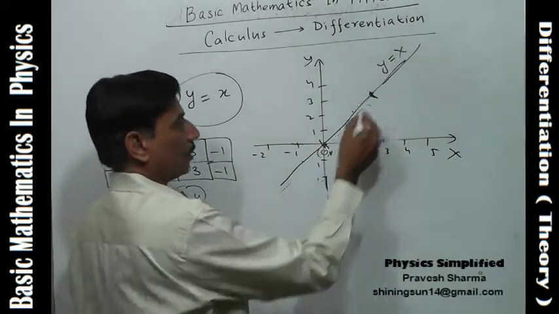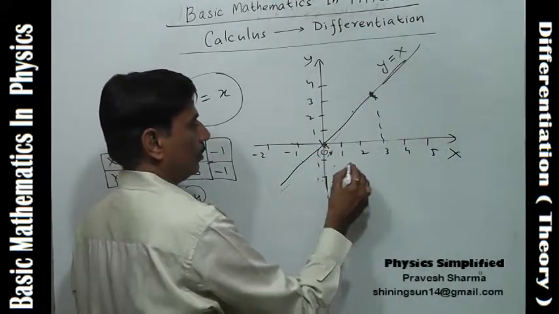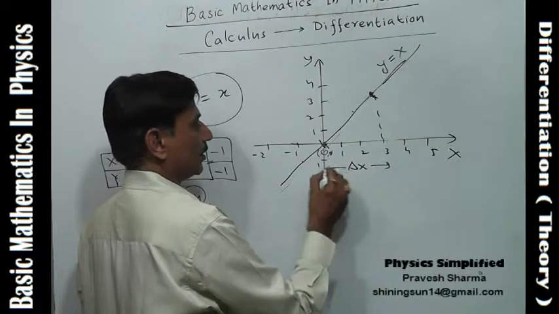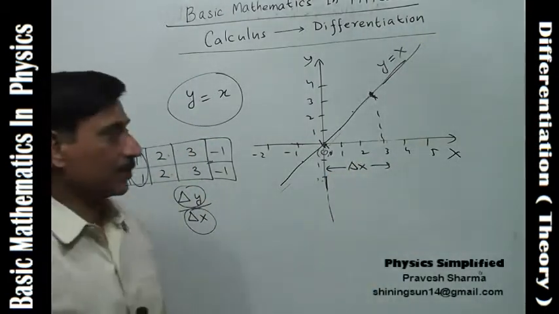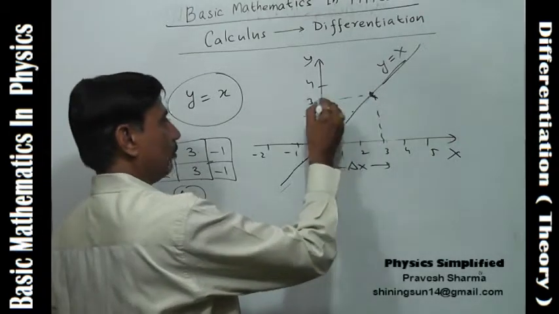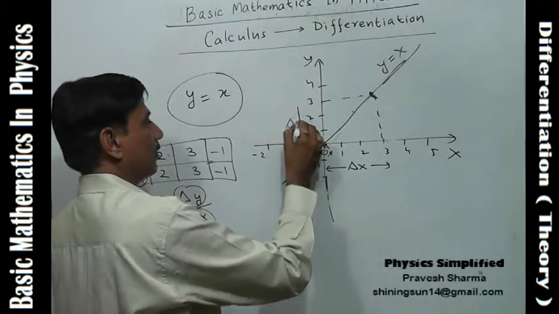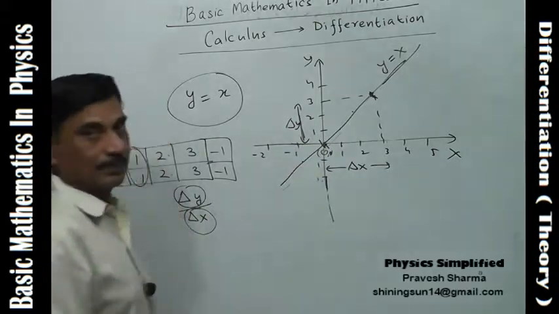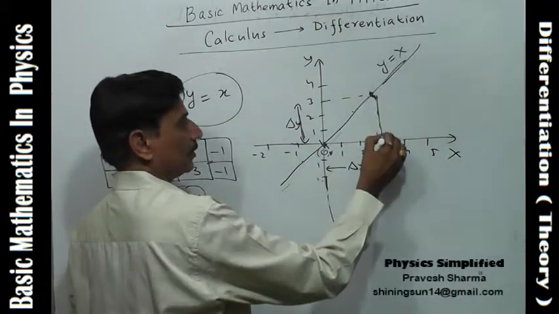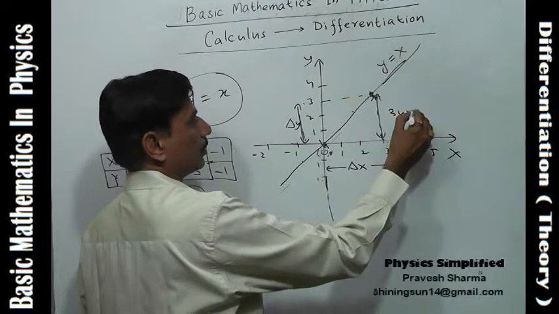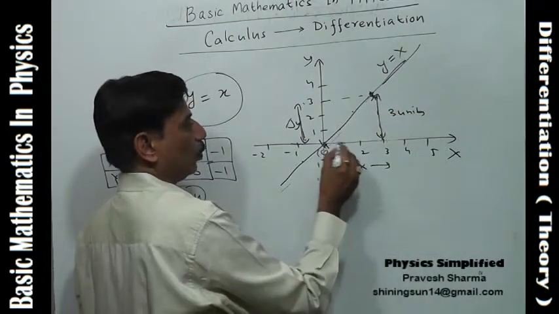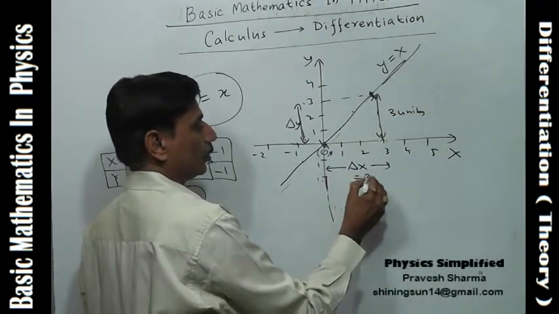From here to here, the value changes like this. This is the change in x, that is delta x. And the corresponding change in the value of y stands for delta y. So this is delta y. Obviously, same thing. So delta y is going to be 3 units and delta x, 1, 2, 3, that is, delta x is also equal to 3 units.